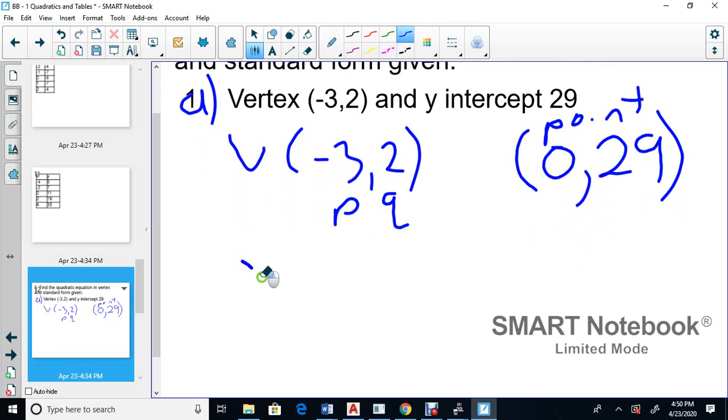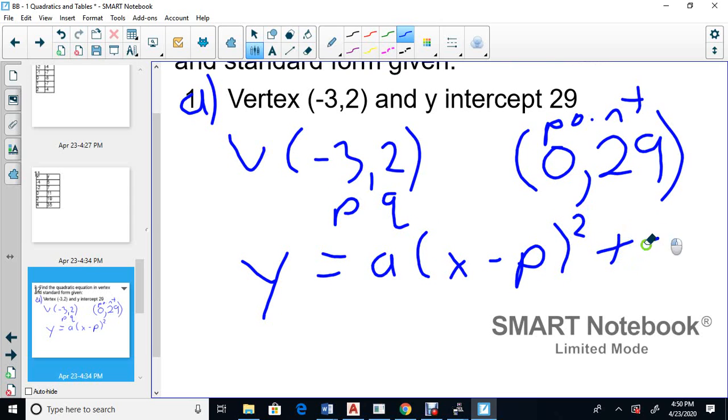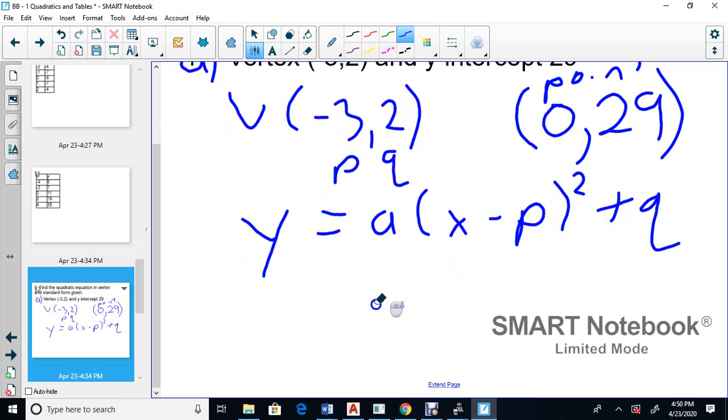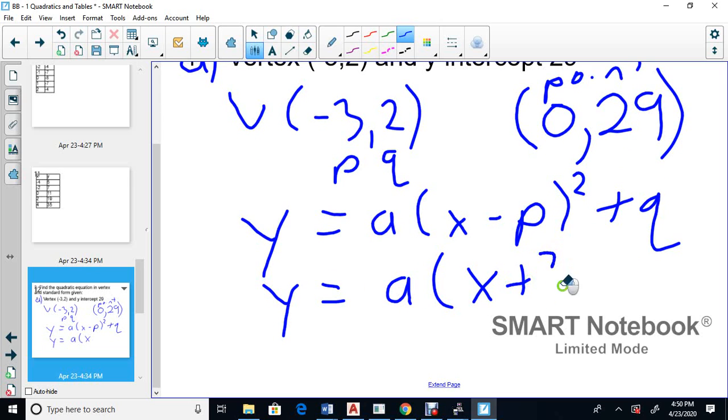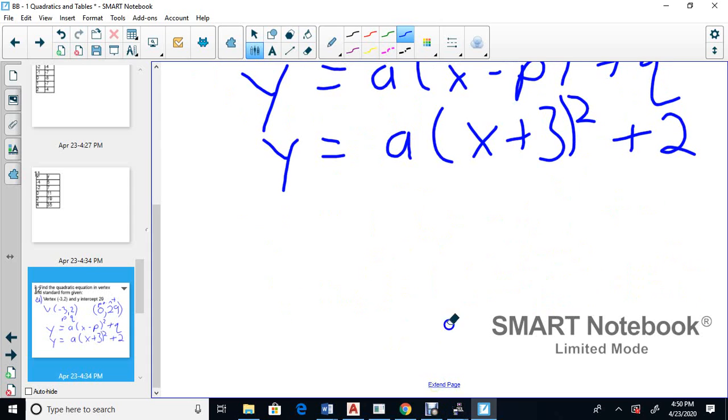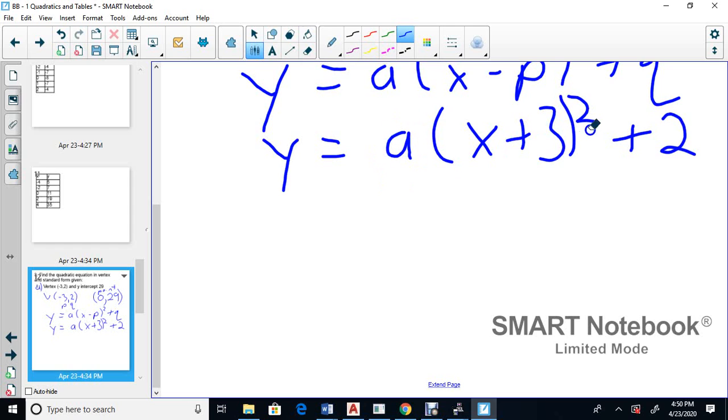We're going to use the vertex equation, y equals A(x minus P) squared plus Q. We're going to insert the P and the Q. So right now we get y equals A, opposite sign, so (x plus 3) squared plus 2. Now, we have everything here, but we don't know what A is. If we knew what A was, then we'd have the equation in vertex form, but we don't know.